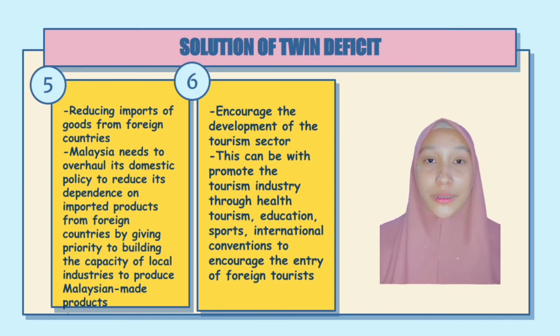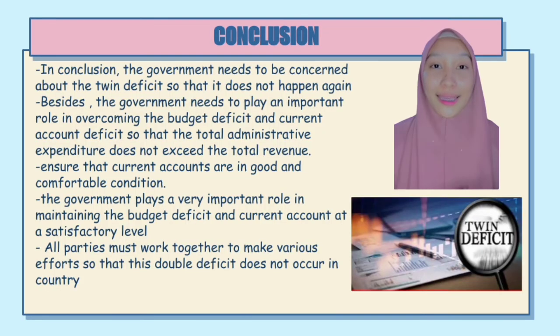Moreover, encourage the development of the tourism sector. This can be done by promoting the tourist industry, helping tourists, education, sports, and international conventions to encourage the entry of foreign tourists. In conclusion, the government needs to be concerned about the twin deficit so that it does not happen again.